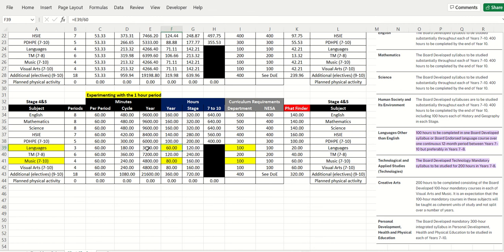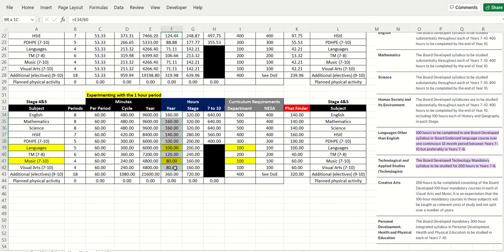So if we were going to do it, language and music is suggested to be in a single year. So we would have to boost that up to 6 periods, or 5 actually. 5 would give us 100 hours within the year. So if we wanted to run language in a single year, we would need 5 1-hour periods to meet that department requirement. Now that says a fat finder, but that's working off 2 hours.